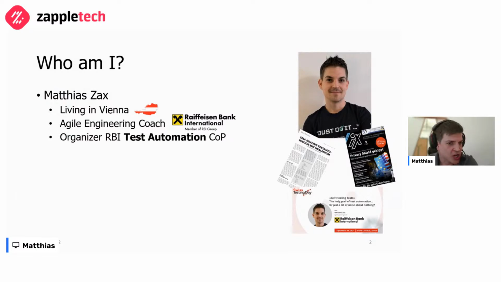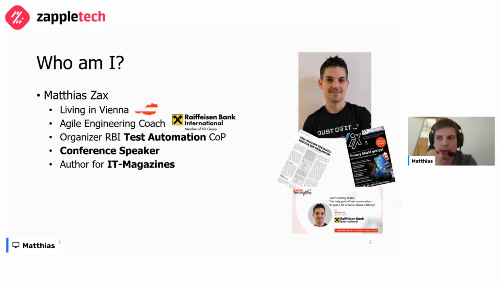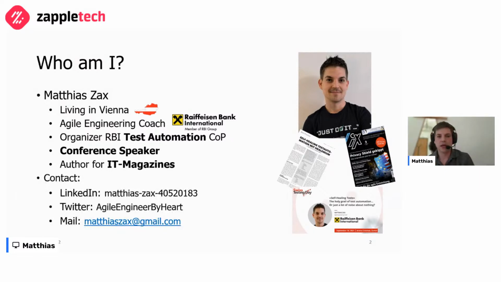I'm also the organizer of the community of practice at RBI, which is a strong internal community where we foster test automation topics. Up to now, we haven't published any open source frameworks, but maybe in the future. I like to speak at conferences and meetups, because I want to contribute to the community, share what we are doing, and let them benefit from that. I also write for some magazines, mostly IT magazines, of course. And if you want to get in contact with me, please use this contact data, preferably LinkedIn.